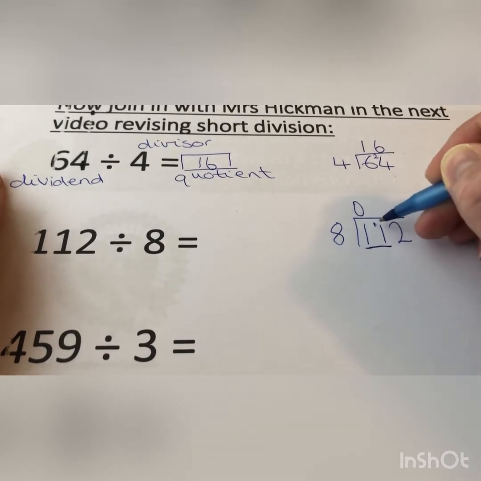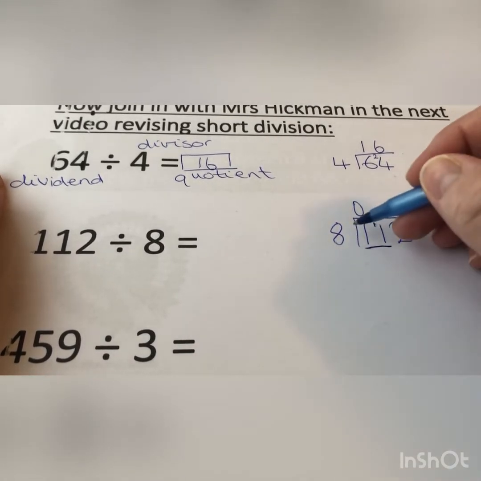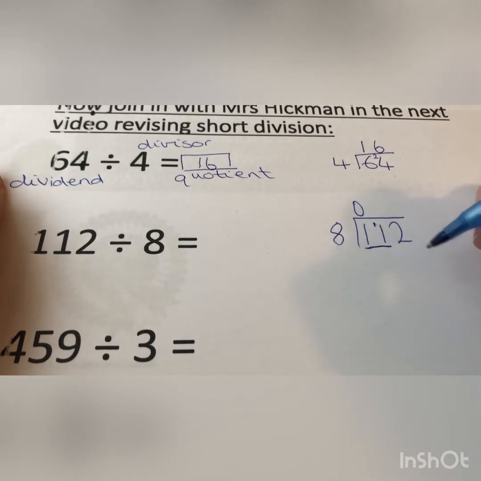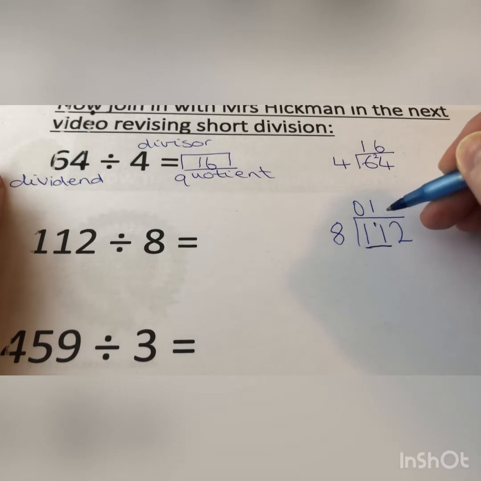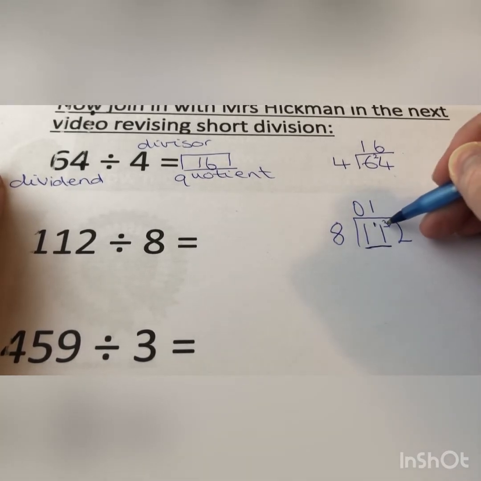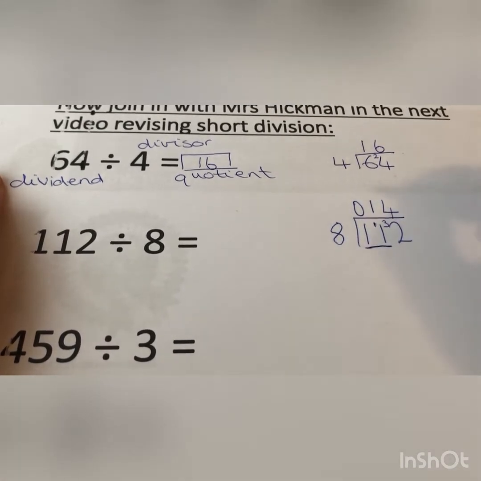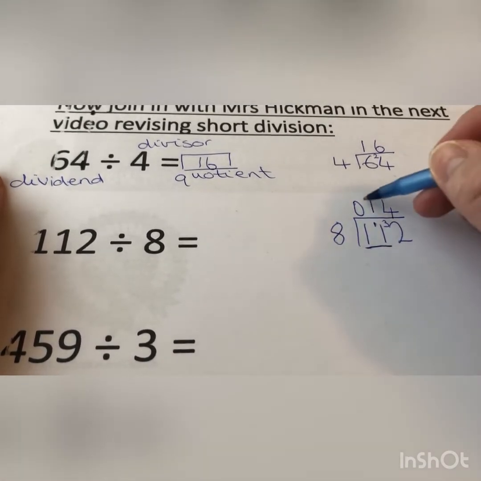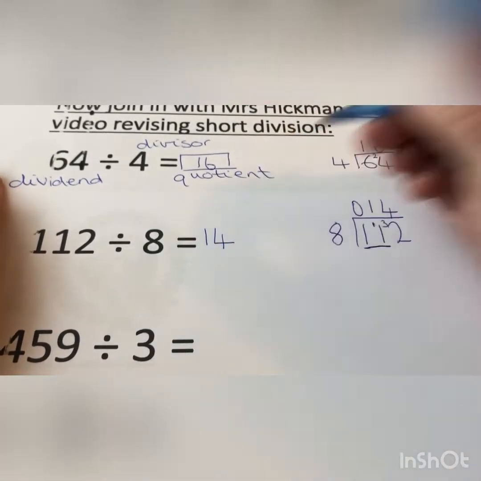so you're looking at it as 11 like that. It doesn't matter. So 11 divided by 8. How many times can 8 fit into 11? How many groups of 8? So 1, and then I have 3 left over, 3 remaining. So now I say 32 divided by 8 is 4. Okay? So the answer is 14. So 112 divided by 8 is 14.